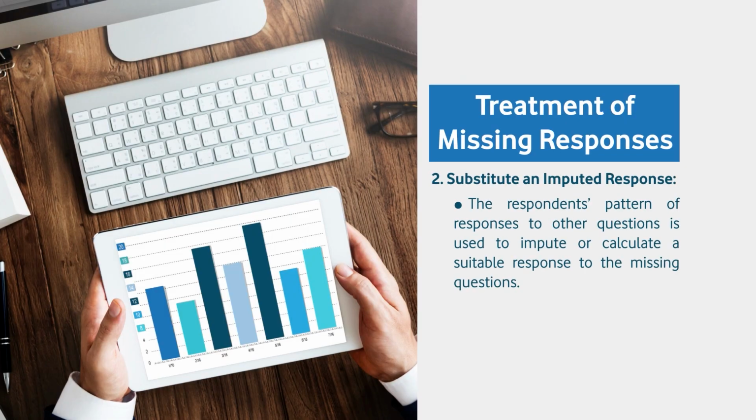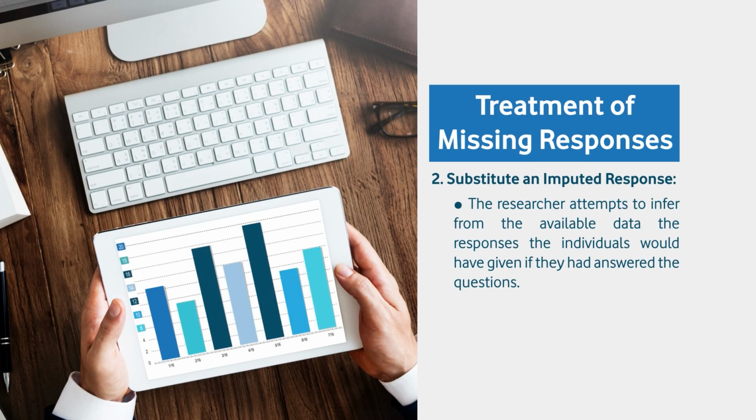So here the second treatment is to substitute an imputed response. Substituting an imputed response is all about using the respondent's pattern of responses to the other questions to impute or calculate suitable responses to the missing questions, after careful examination of those responses. The researcher attempts to infer from the available data the responses the individuals would have given if they had answered the questions as well, right?